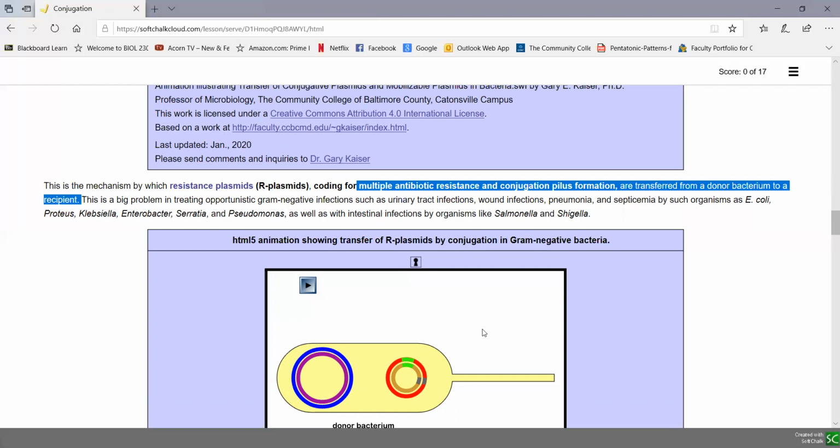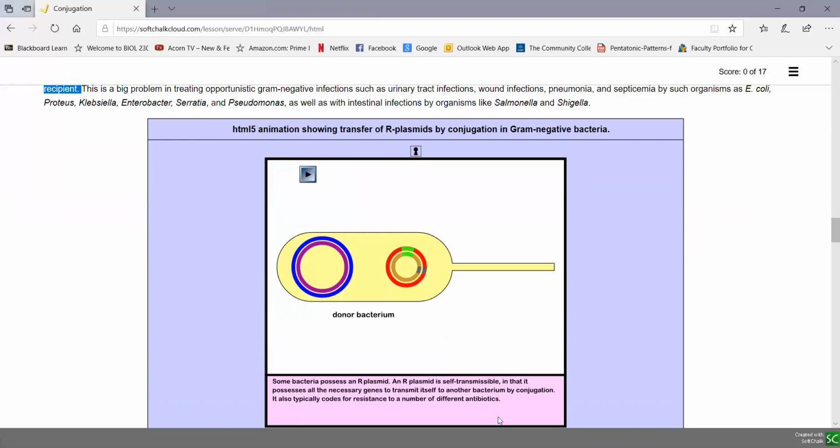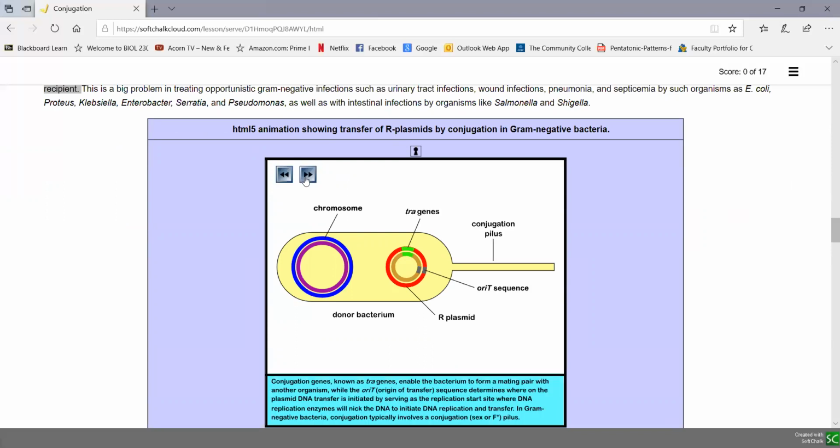So this is the R plasmid conjugation as an example. And it looks just like the one we just looked at, except now these red genes are going to code for resistance to a number of different antibiotics. But again, this R plasmid has TRA genes and an origin of transfer sequence. And because it has TRA genes, it can form a conjugation pilus and a mating pair.